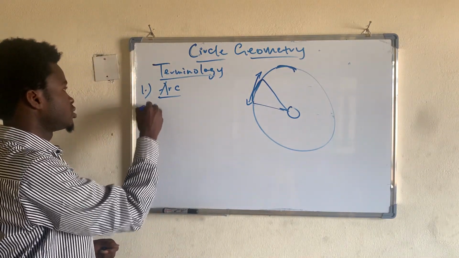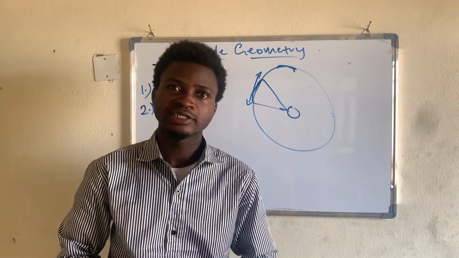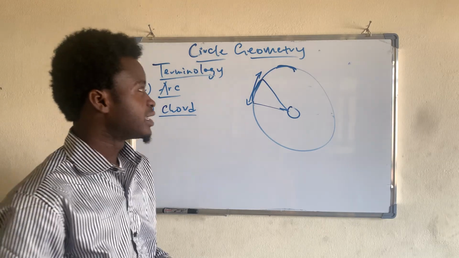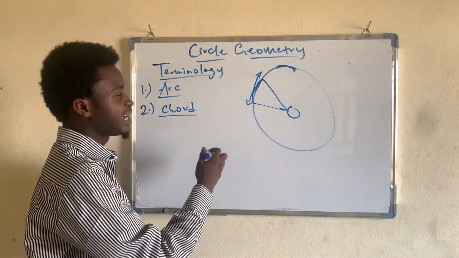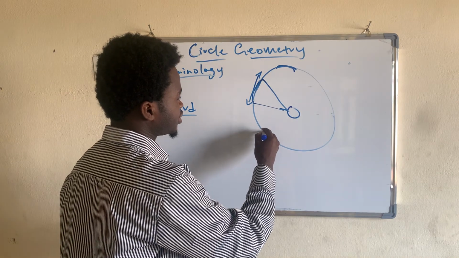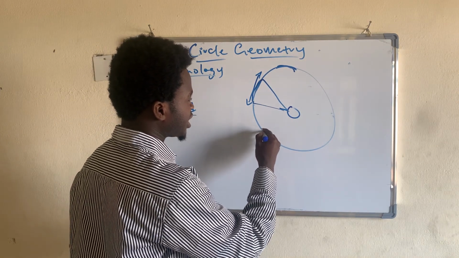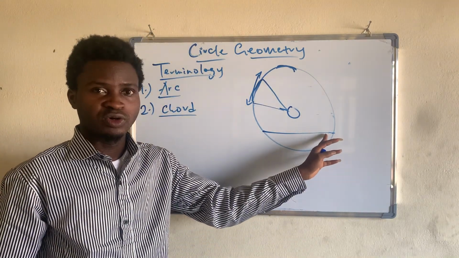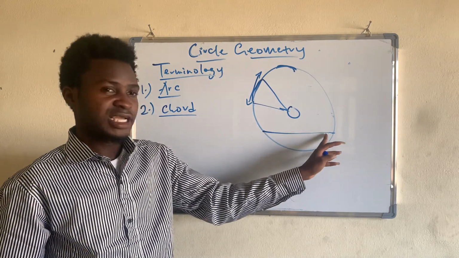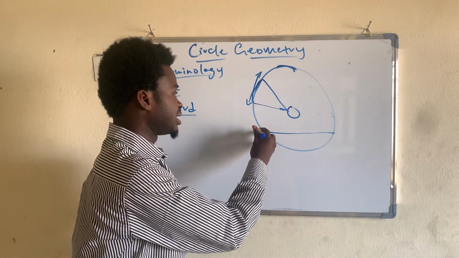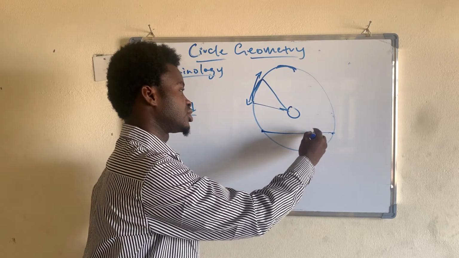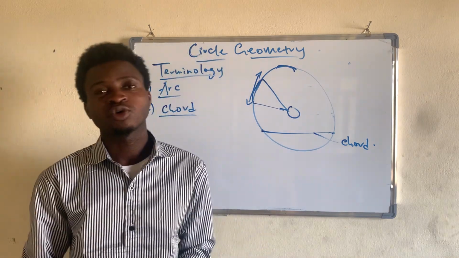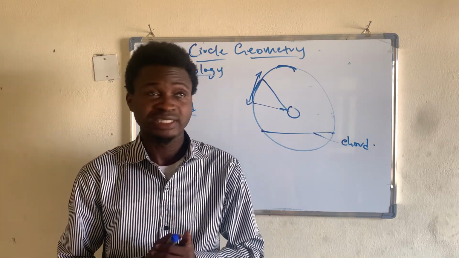Okay, number two thing we would like to talk about today is chord. So a chord is a line drawn from an end point of the circumference to another end point of the circumference that divides the circle. So a chord divides the circle into two. It's a line drawn from the end point of the circumference to another end point. So this is a chord.